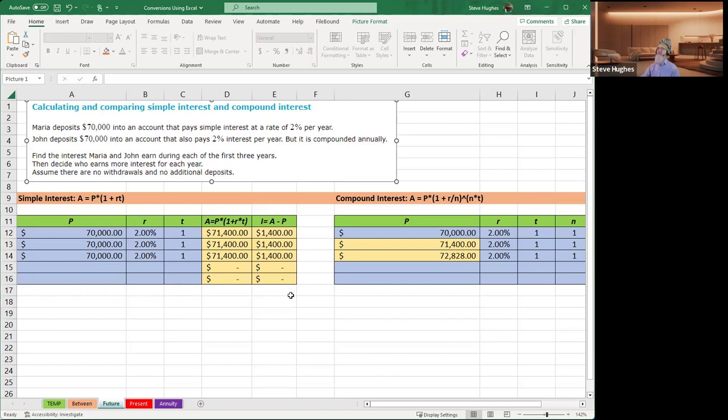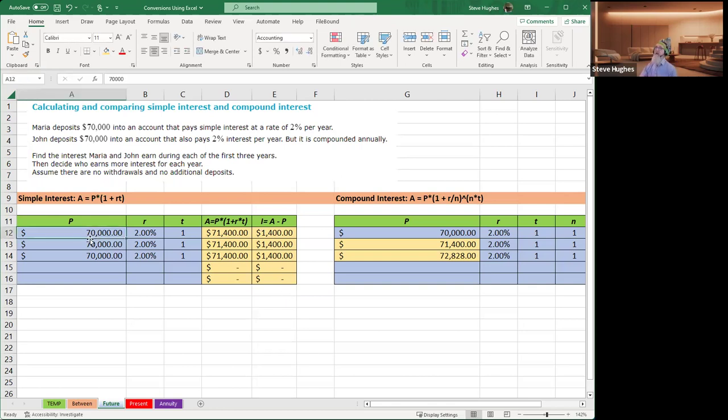All right, guys, this is a repetitive calculation. Anytime you're on the homework or on the quiz and you want to calculate simple interest, you're going to grab this Excel sheet and type it in. Look here, guys: $70,000, the rate is 2%, the time is 1 year.